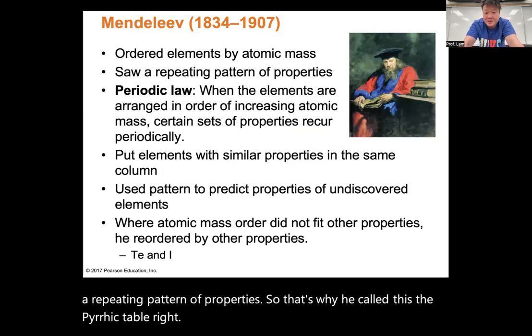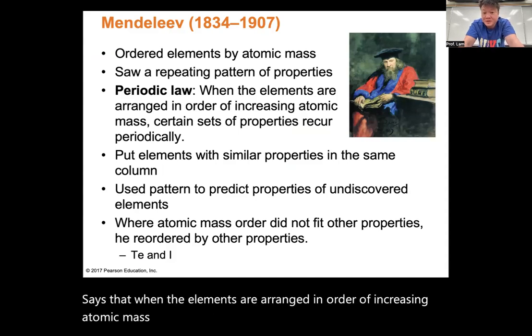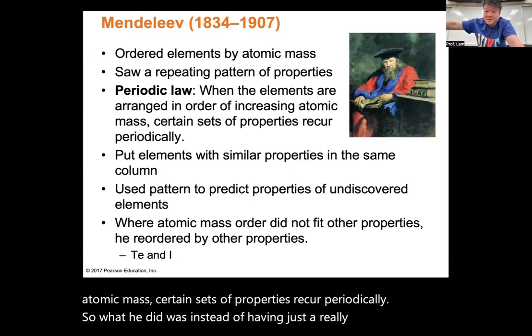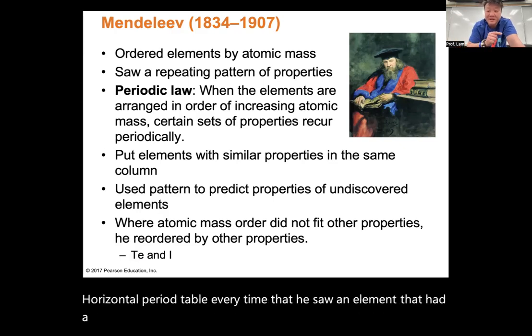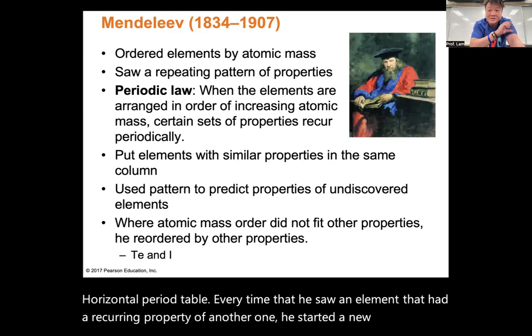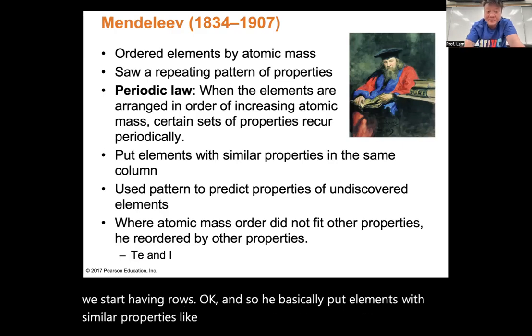The periodic law says that when the elements are arranged in order of increasing atomic mass, certain sets of properties recur periodically. So instead of having a really long horizontal periodic table, every time he saw an element that had a recurring property of another one, he started a new line. Then we started having rows, okay? He basically put elements with similar physical and chemical properties in the same column.